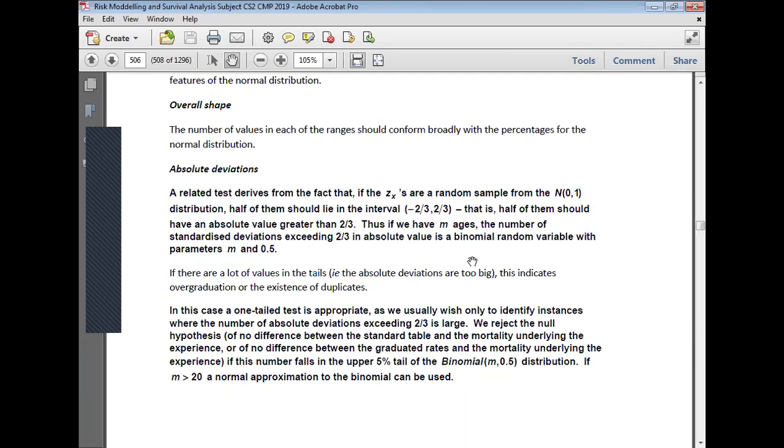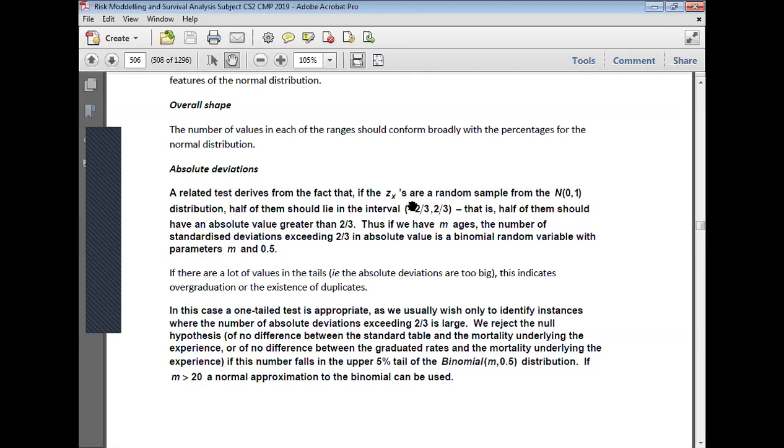So you can use a binomial random variable for the numbers that you observe with the parameters m, which is your n here, the total number of ages that you observe, and 0.5 to denote the equal probability of a particular point lying within this interval or outside this interval.